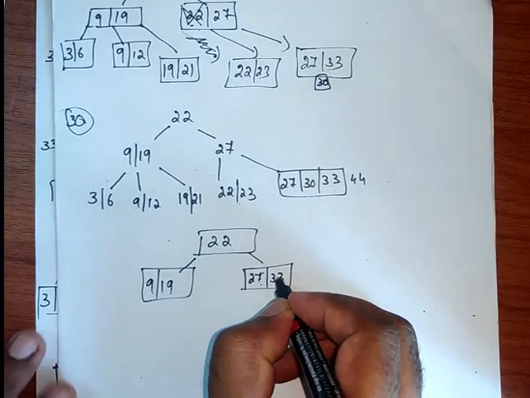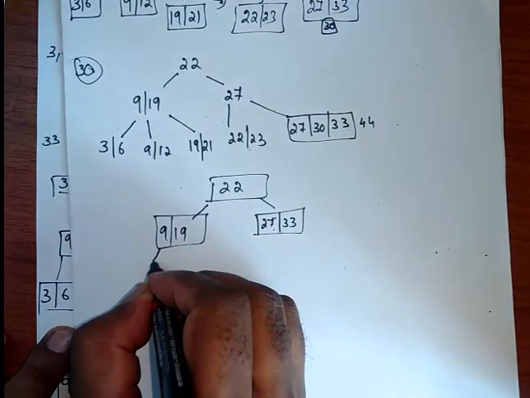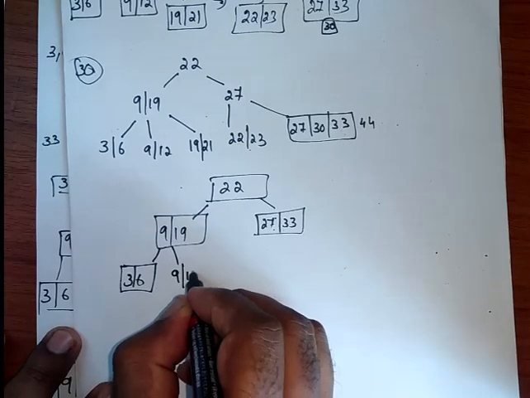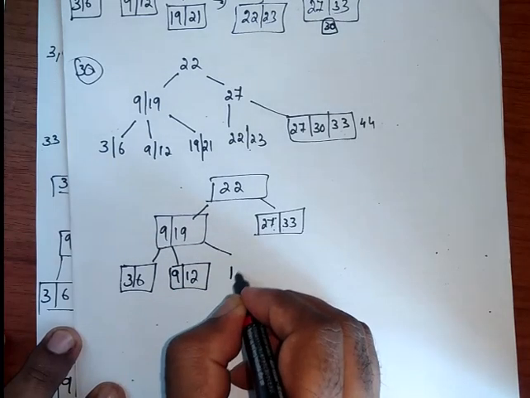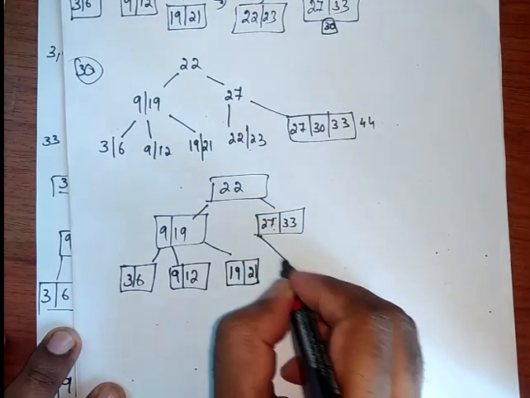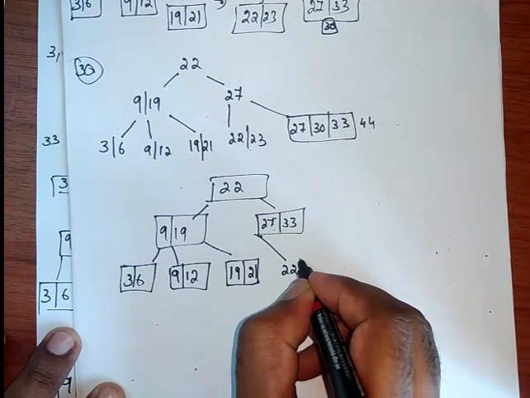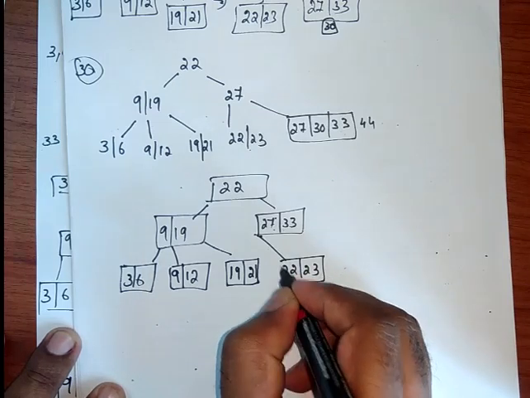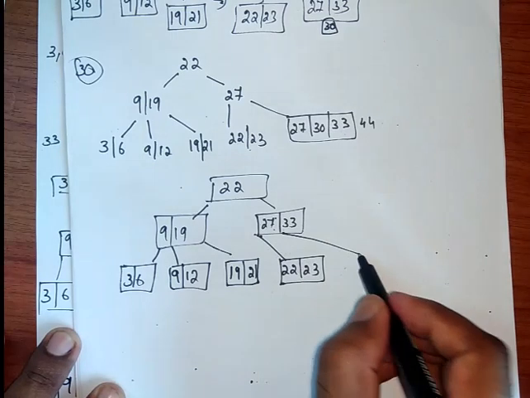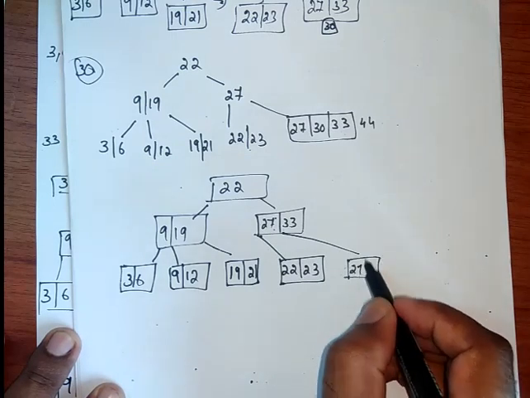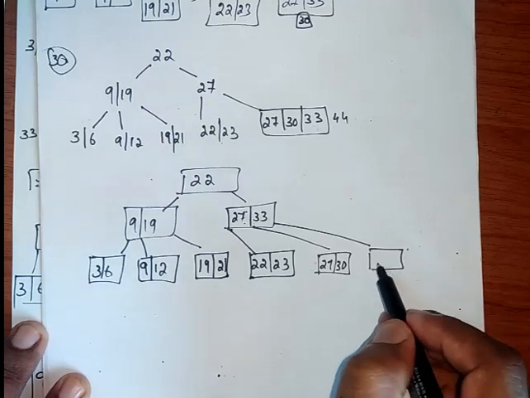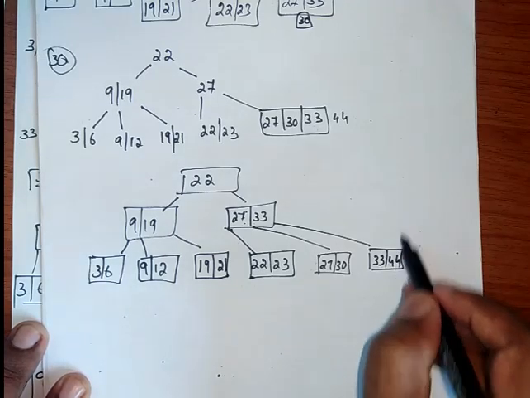So 27, 33, then here comes the 3, 6, and the rest of the values. 22, 23 and 30. The left of 30 is 27 and 30, so it must be to the left of 33, 27 and 30, and then to the right of 33, 33 and 44. So all values should be in the leaf node. So 33 should be in the leaf, 33 and 34.